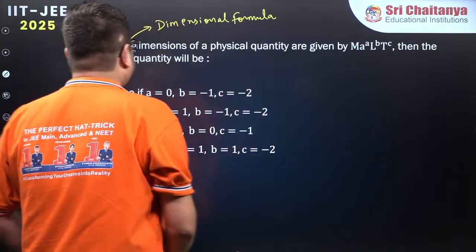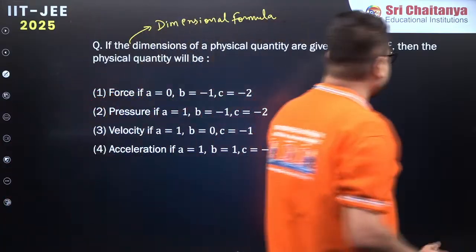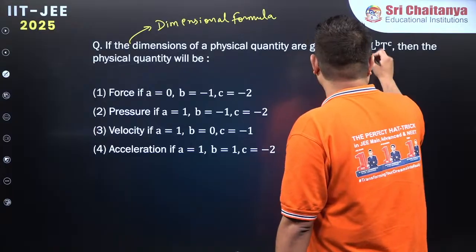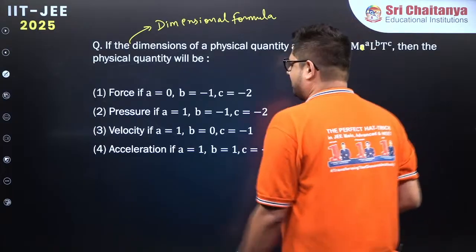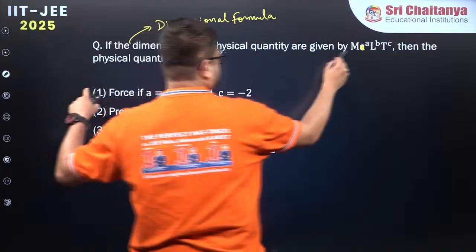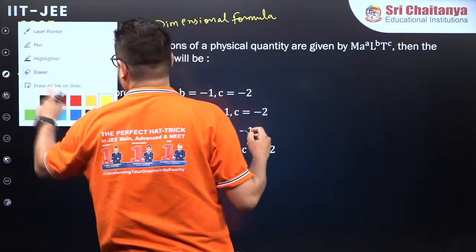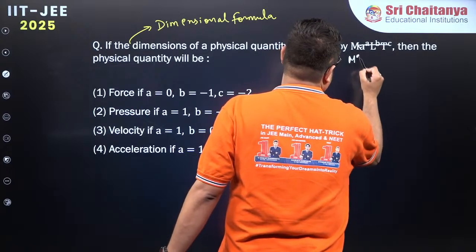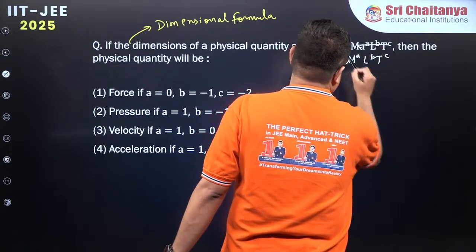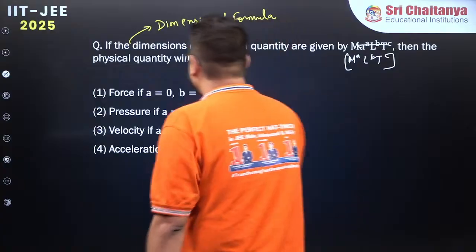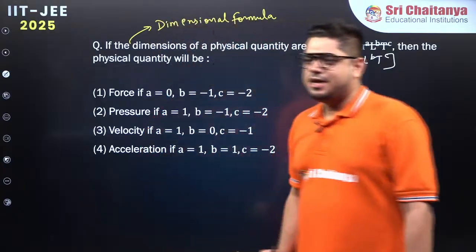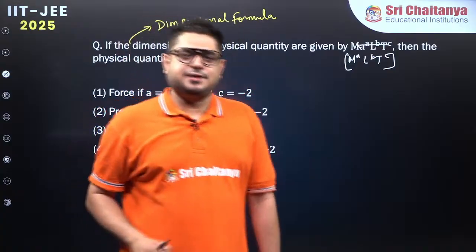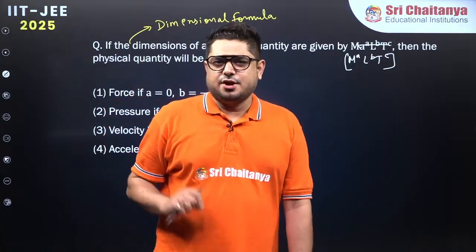So you can see that if the dimensions of a physical quantity are being given as m to the power a, and this a should not be there. Okay, so I will write down once again the actual question. This question is being listed like this. So you can say that this is m to the power a, l to the power b, t to the power c. That's what the actual statement is. Then the physical quantity will be what? You need to find out the dimensions of a, b and c. Means you need to find out the dimensions for all of these.